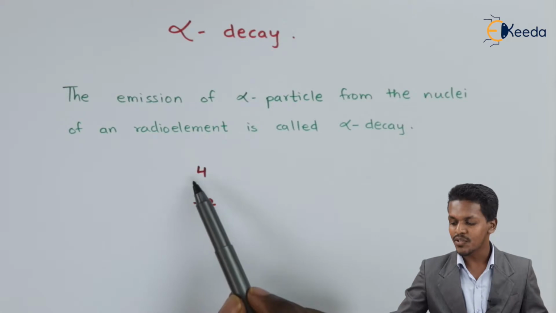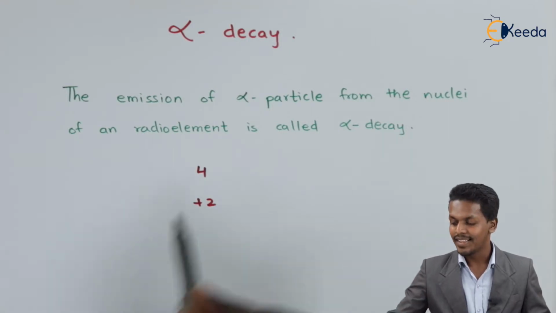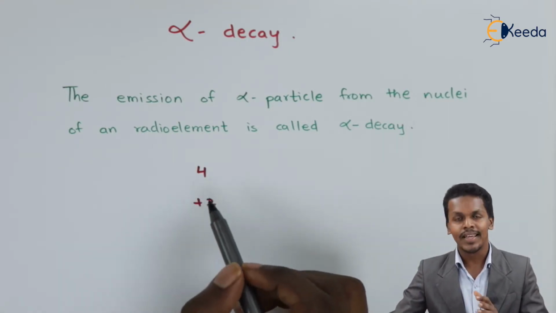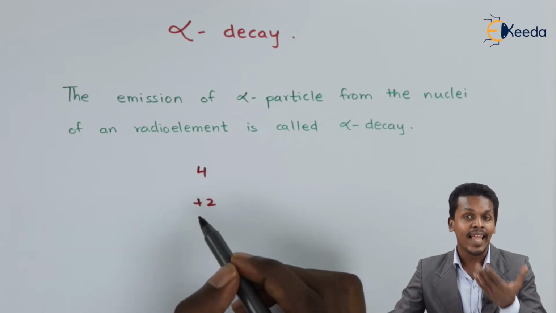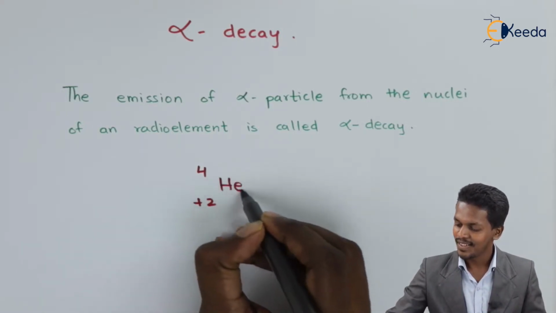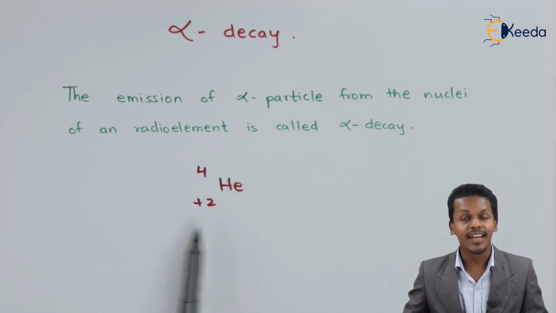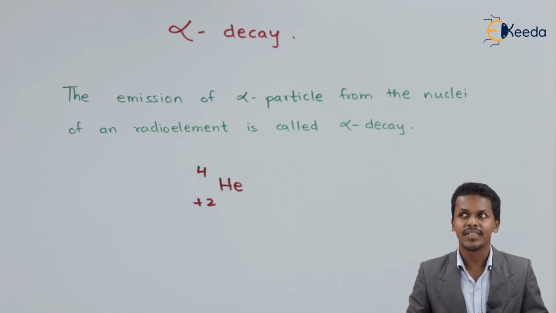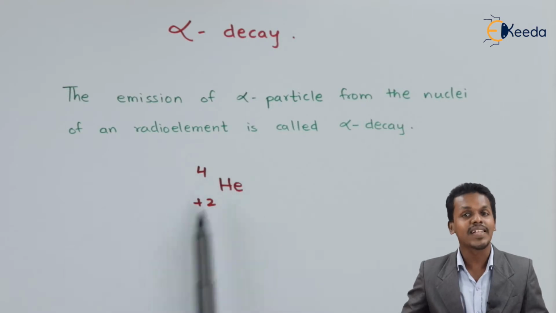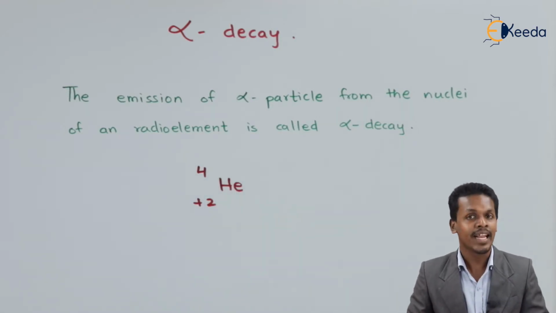So if they have a mass of 4 AMU and a positive charge of +2, that means we could say this very much resembles helium. So sometimes we could say that alpha particles are nothing but helium nuclei, but there is a difference between helium and an alpha particle.